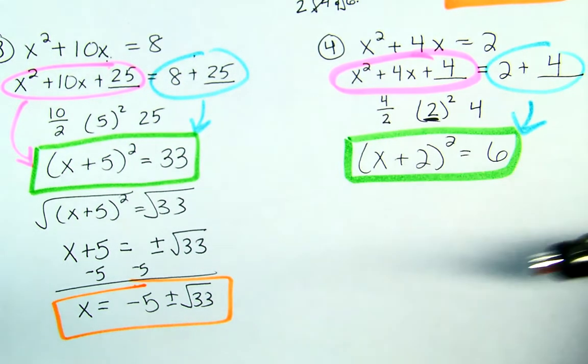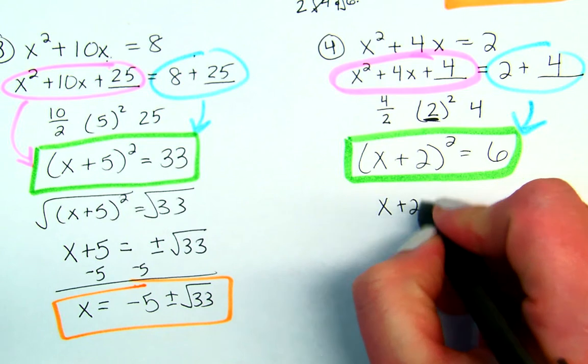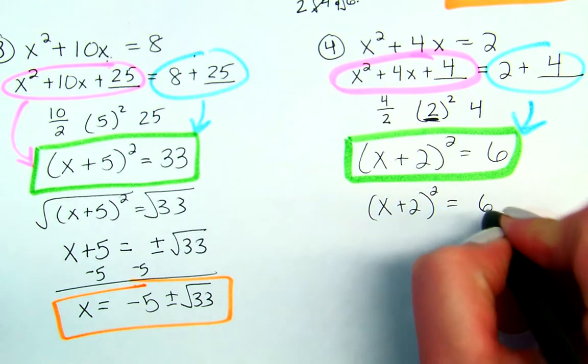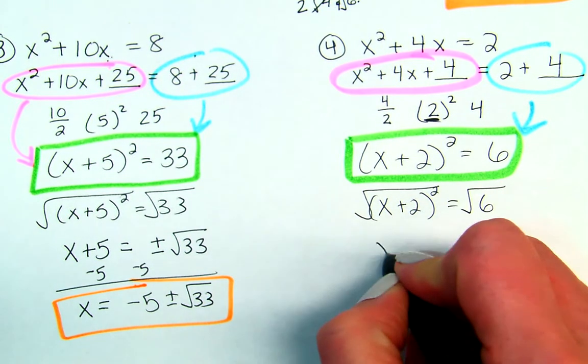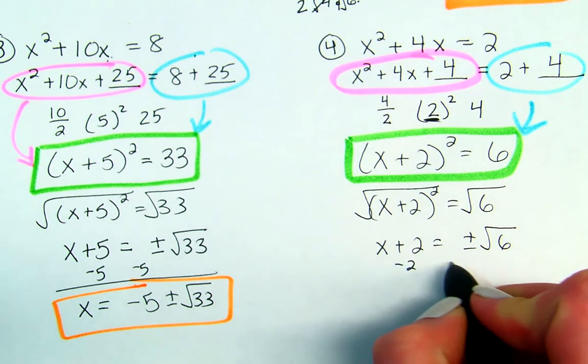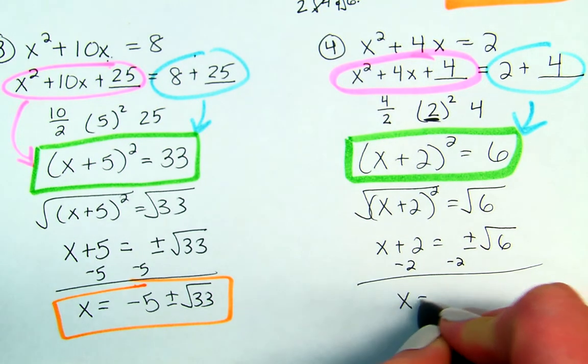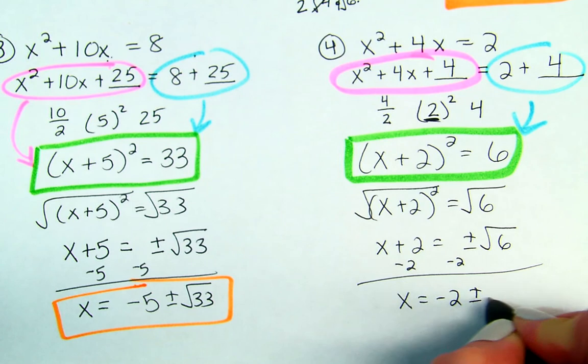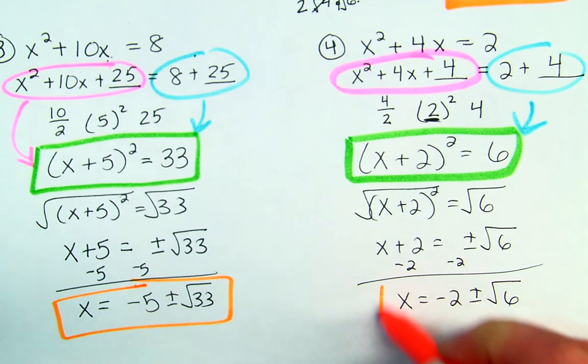And from here, I'm going to continue solving by using inverse operations. So I take the square root of both sides. X plus 2 equals plus or minus the square root of 6. Subtract 2 on both sides, and I'm left with negative 2 plus or minus the square root of 6.